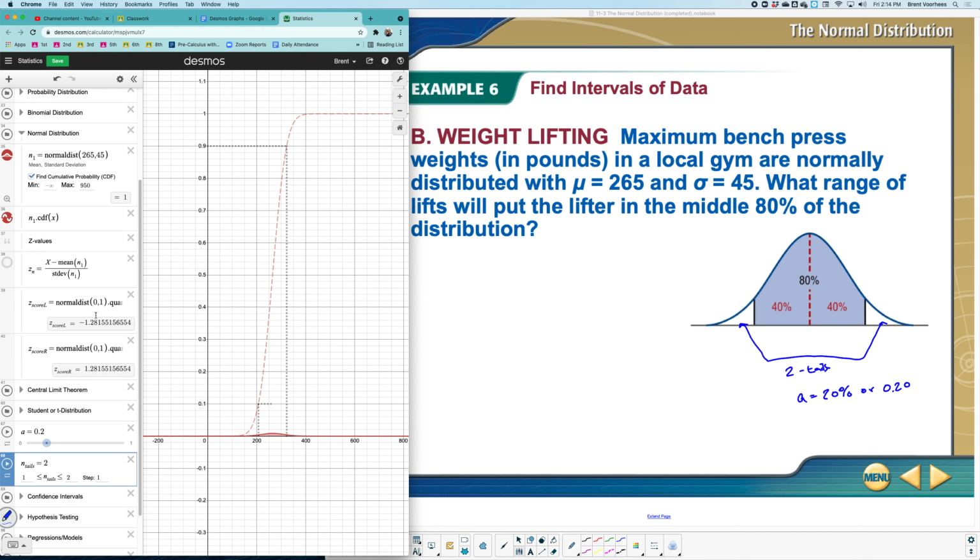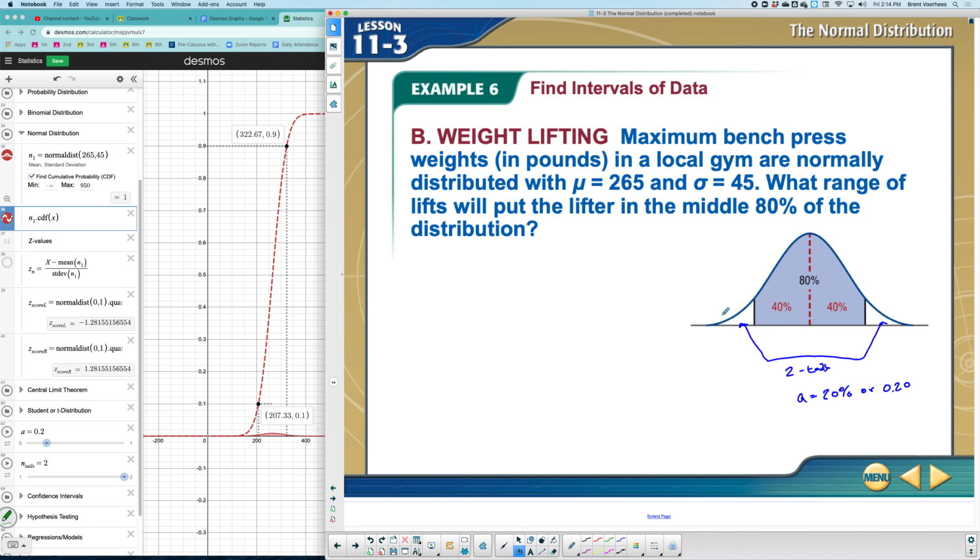This time it's giving me these z-score values, but if I can lift anywhere between these two weights, I should be in the inner 80%. If this is 10% and this is 10%, just to make sure we're clear on how we get to 100: this is 10% here in the data, and this is another 10%. 40 and 40, all that adds up to 80. 80 plus 20 is 100.